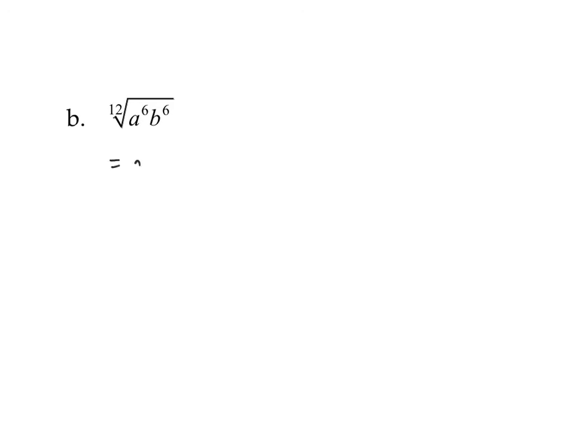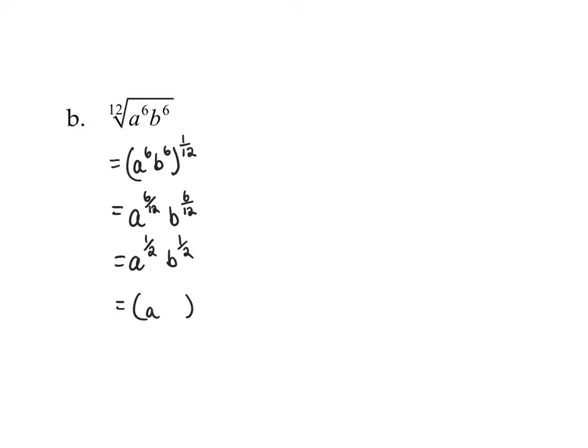Part B, we are going to do a to the 6th, b to the 6th, to the 1/12th power, using our definition of exponent rules. Then we're going to do the product to a power rule. So when I have a product raised to a power, I raise each thing to that power. Then I'm going to reduce, so I get a to the 1/2, b to the 1/2.